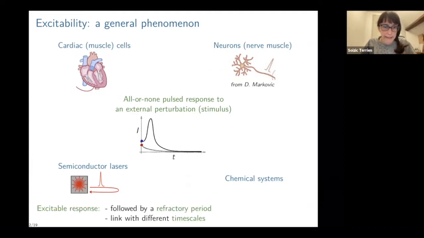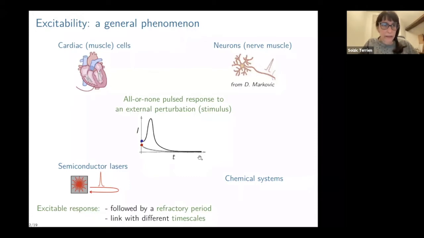This excitable response in any excitable system is always followed by what we call a refractory period, which corresponds to a time period during which no other excitable response can be triggered. So you have kind of a blind window during which you cannot excite a new pulse. This refractory period is linked to the interplay between different time scales in excitable systems, but I will come back to this a little bit later.